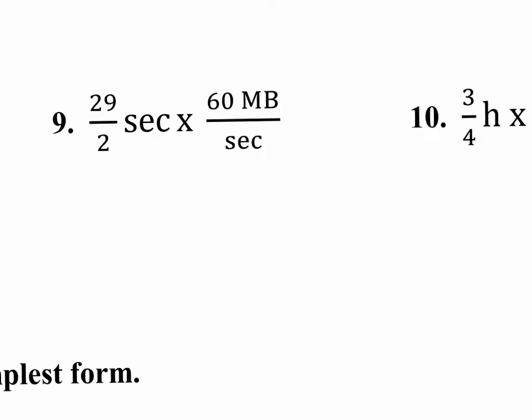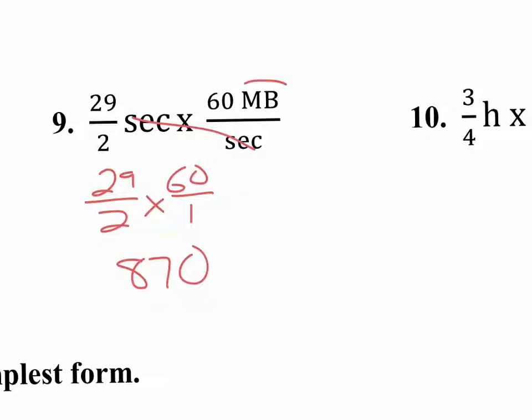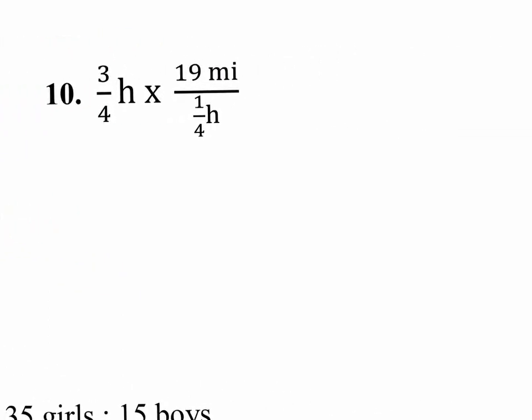Okay, on this one you have 29 over 2, and it's multiplied by 60 over 1, or just 60. These seconds cancel out because there's a seconds in the top and seconds in the bottom, so technically it's just 60 over 1. And then you could multiply this, so it would be 29 halves times 60, which, if you multiply that, you get 870, and then my only label left is megabytes. So as soon as you see a label on the top and a label on the bottom of the denominator, those can cancel out when you're multiplying.